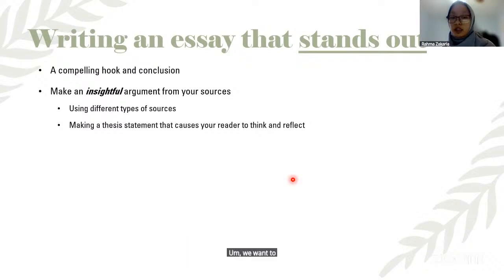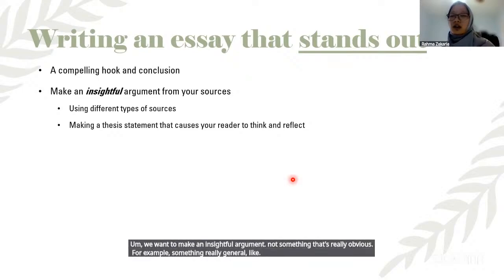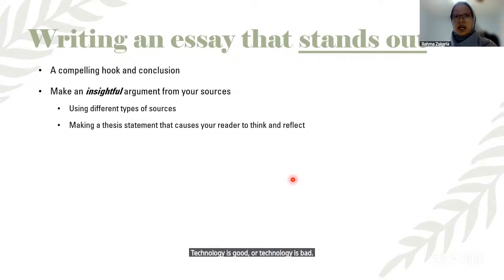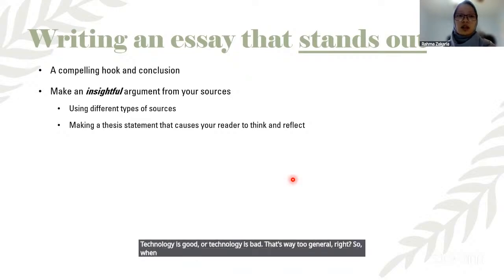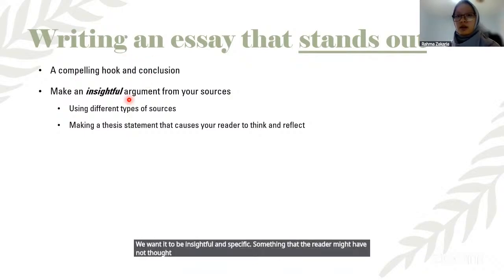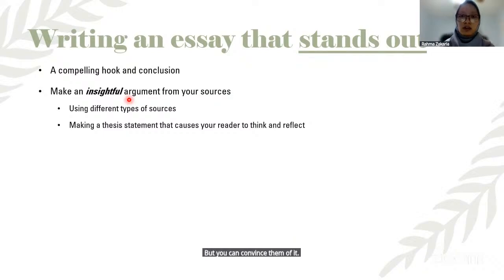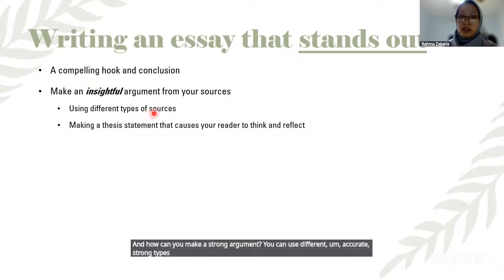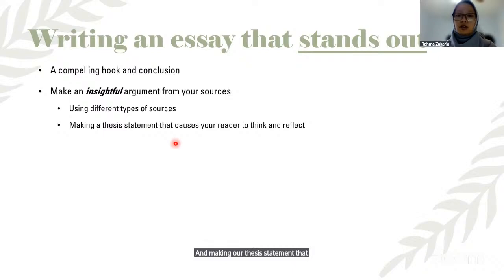We want to make an insightful argument, not something that's really obvious. For example, something really general like technology is good or technology is bad. That's way too general, right? So when we're writing our thesis statement, we want it to be insightful and specific, something that the reader might not have thought about before, but you can convince them of it by reading the rest of your essay. And how can you make a strong argument? You can use different accurate, strong types of information and sources, and make a thesis statement that your reader might not have thought about before, but that makes them stop and think.